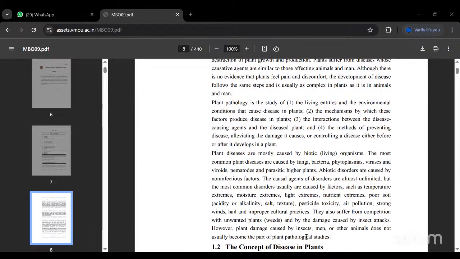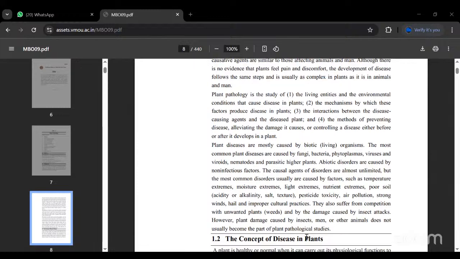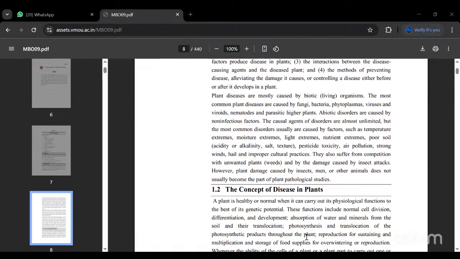Unwanted weeds are also a combination factor. However, plant damage caused by insects and other animals does not usually become part of plant pathological studies.